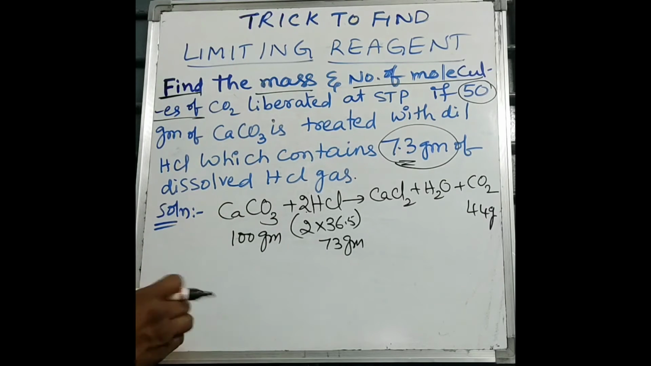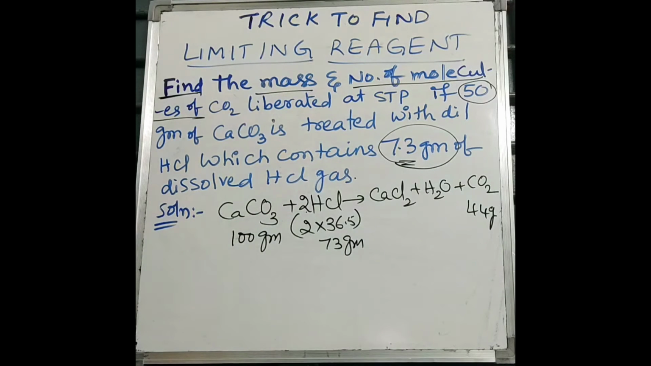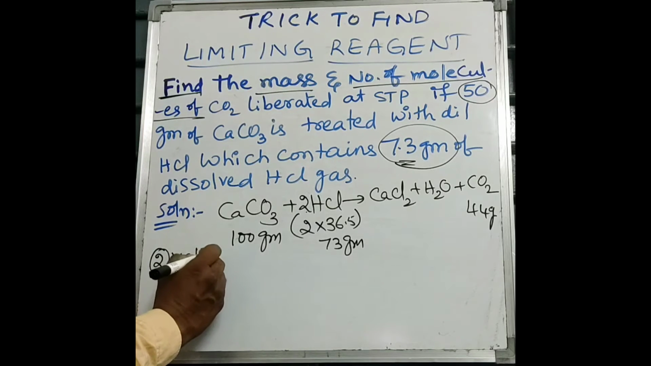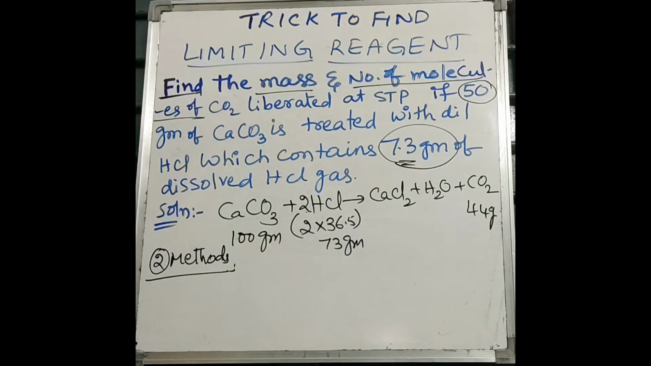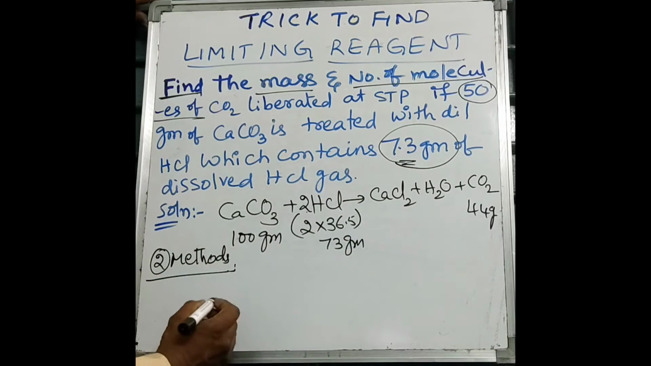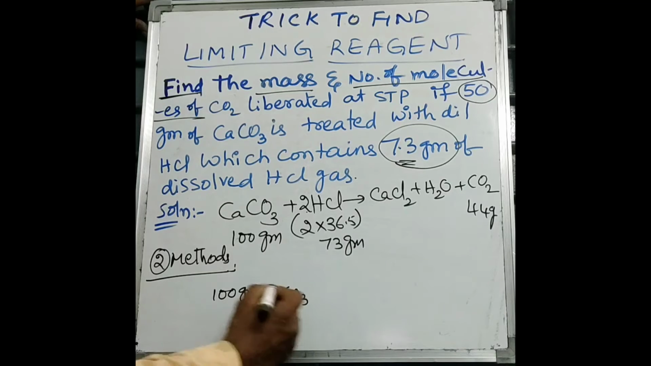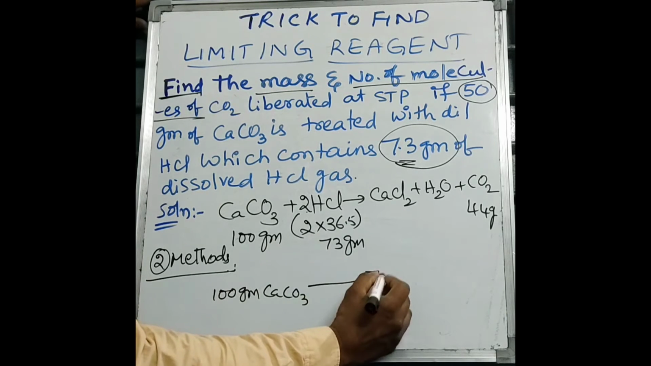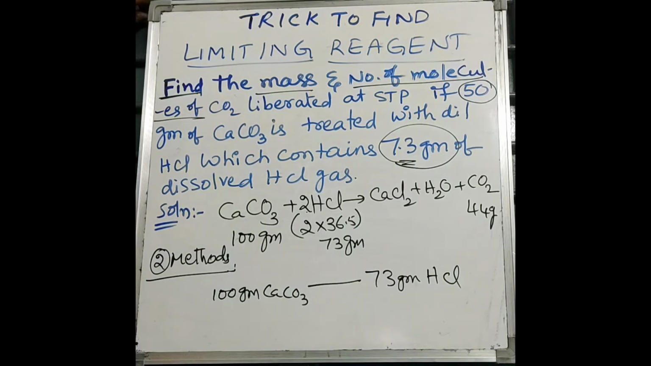In these two, which one is the limiting reagent, which decides the formation of product? To know that, we have two methods. The first method is what I am telling you now, the second method is our trick. So in this first method, see students, according to the equation, 100 grams of calcium carbonate requires 73 grams of HCl to produce 44 grams of CO2.